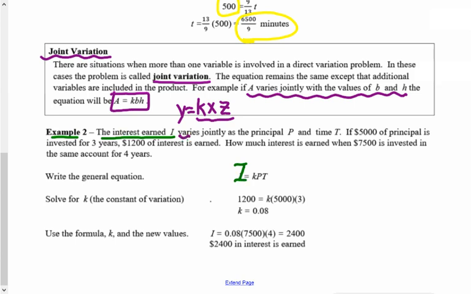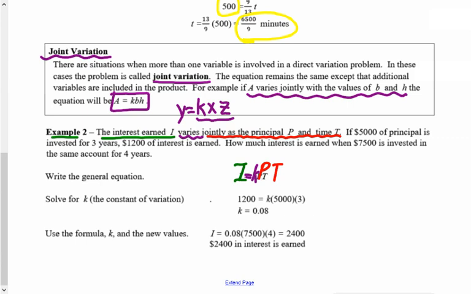Then they say varies. Whenever you see the word varies and you're writing an equation, that means equals k. Now they tell us it's jointly. Jointly is what tells us everything that follows is going to be direct. So we have the principal p and the time t, so both of those are over here on the right side of the equation, and they're all multiplied together.